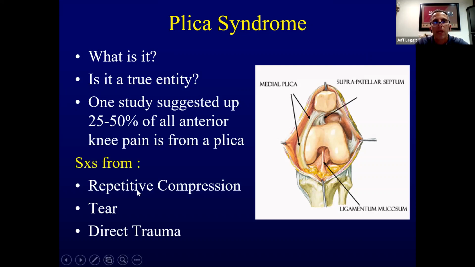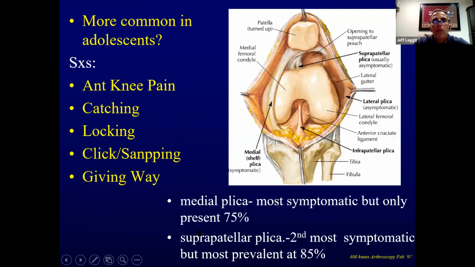The symptoms come from either you tear it, or it's repetitively compressed between the patella and the femur, or direct trauma. And remember when I said that there are multiple plicas, and that study said that maybe 25 or 50% came from plica syndrome? That came from an old study in '97 where we were doing more diagnostic scopes, and plicas are quite prevalent, but they're not all symptomatic. By far and away, the medial plica is the most symptomatic, but the superior patellar plica, which you may not feel, is the second most symptomatic, but the most prevalent. Those will be seen on scope, or maybe even ultrasound.